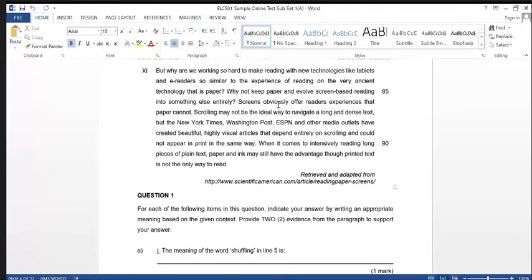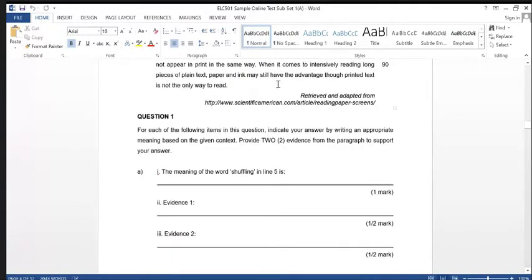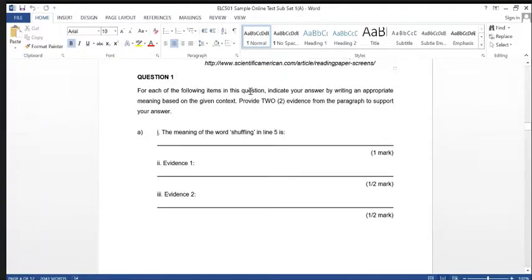Because seminar 3 is the time when I'm going to teach you, share with you, the tips in answering all the 11 questions. So there are 11 questions in this test paper. Okay, let's look at question one.